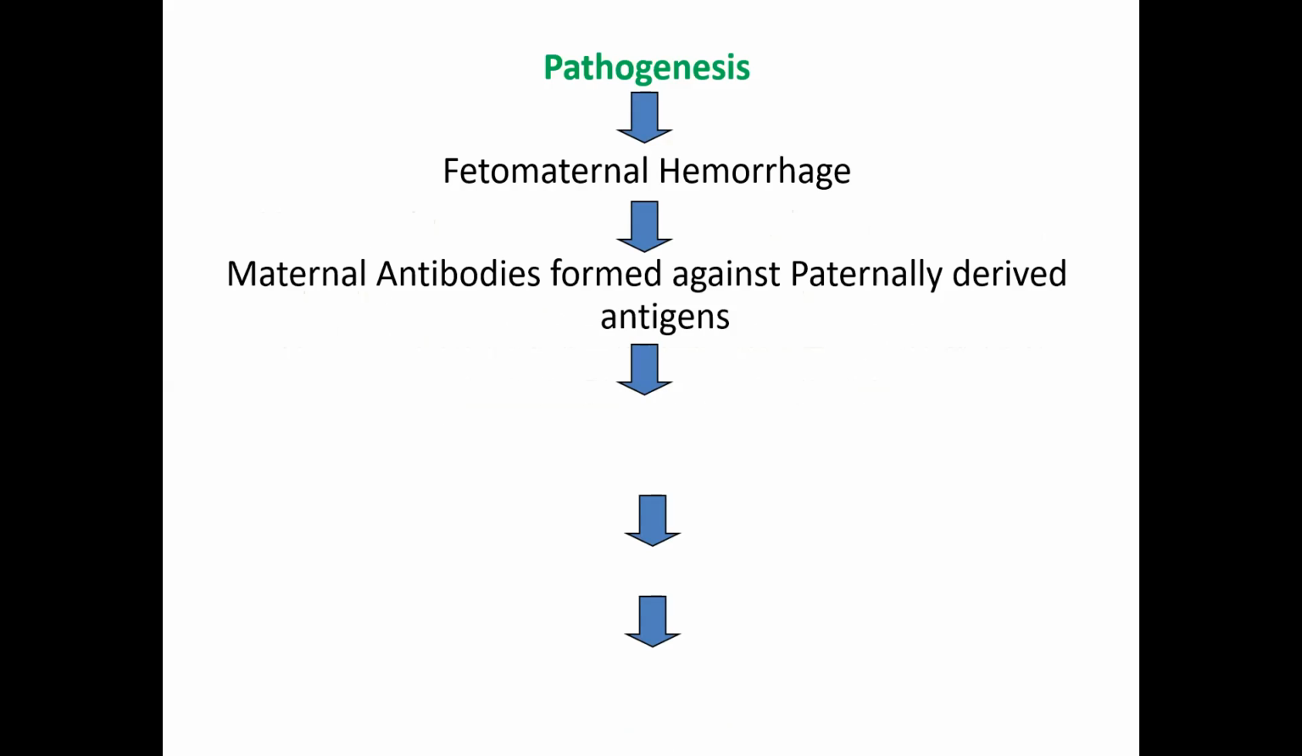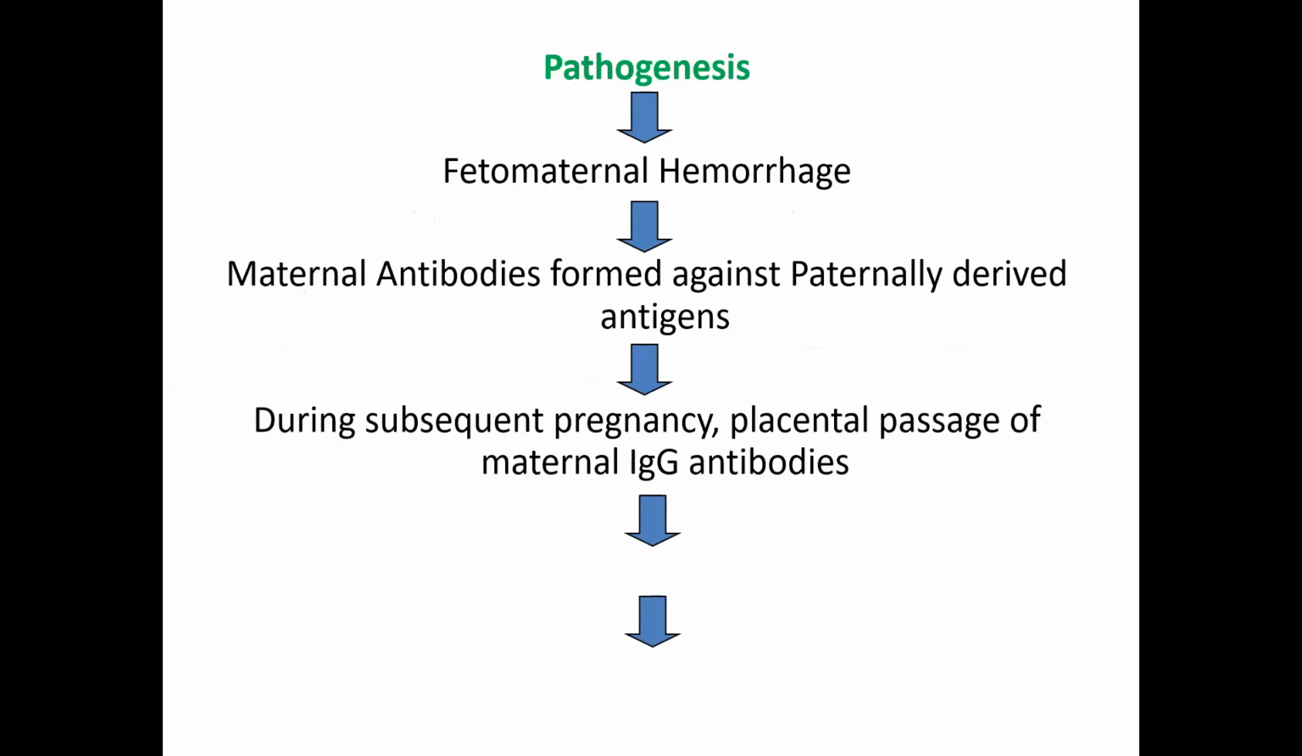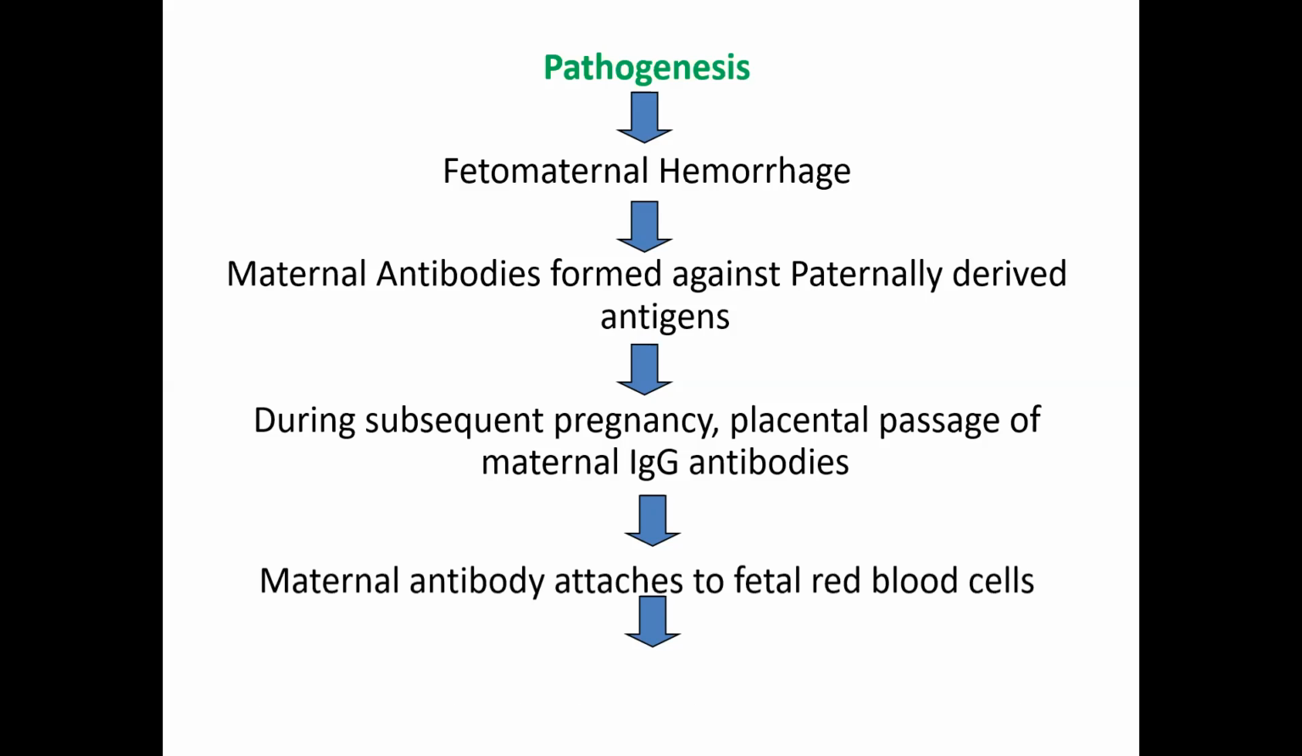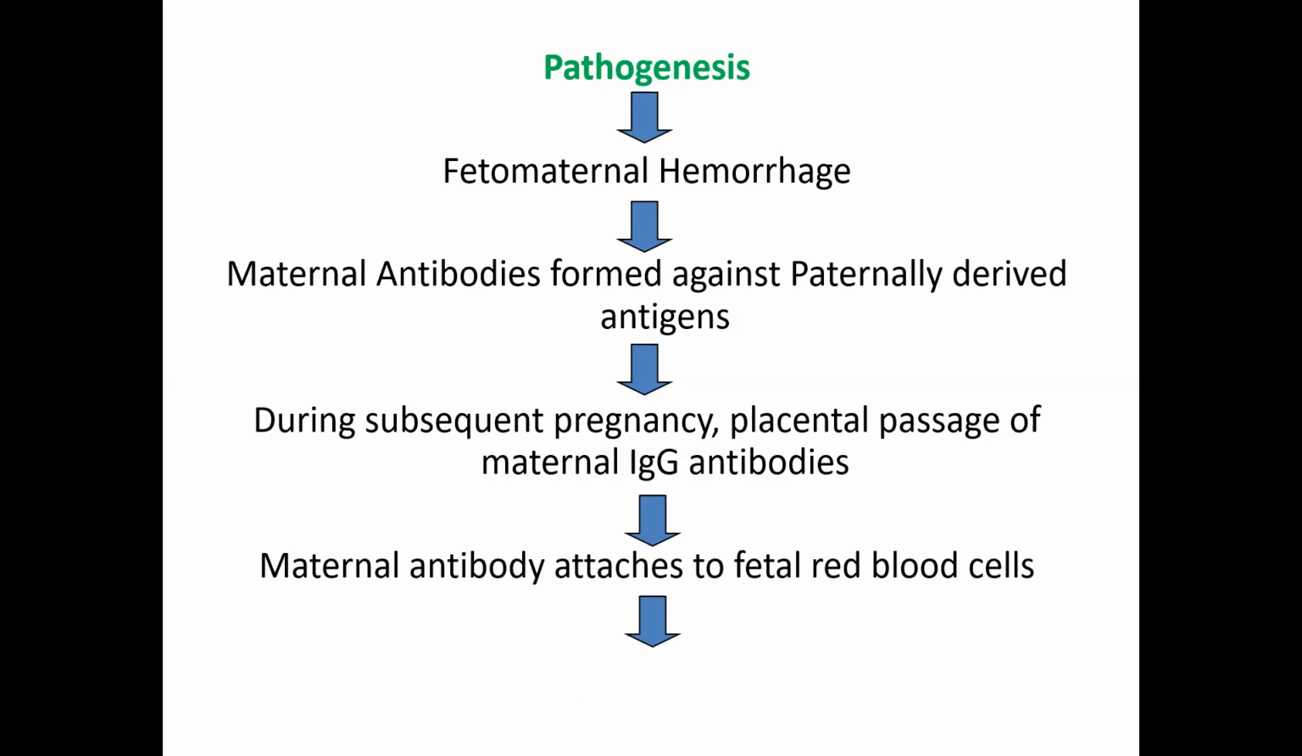I told you, if any condition arises where there is fetal-maternal hemorrhage or any blood mixing, immediately the maternal antibodies form against the paternally derived antigens. Then during a subsequent pregnancy, the placenta passes the maternal antibody, which attacks the fetal blood cells, and the fetal RBCs undergo hemolysis.